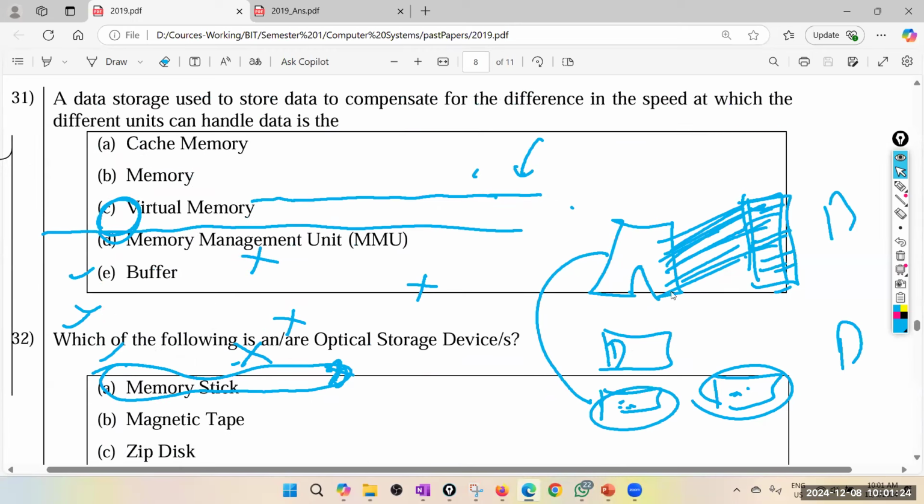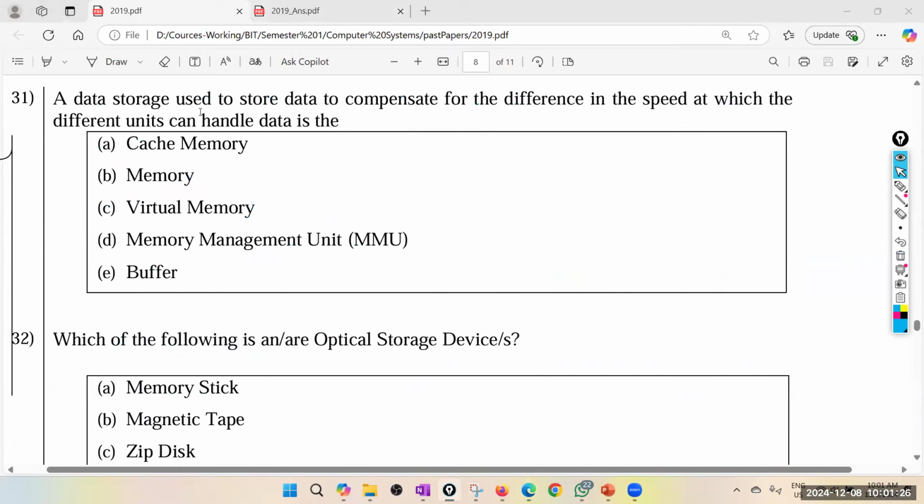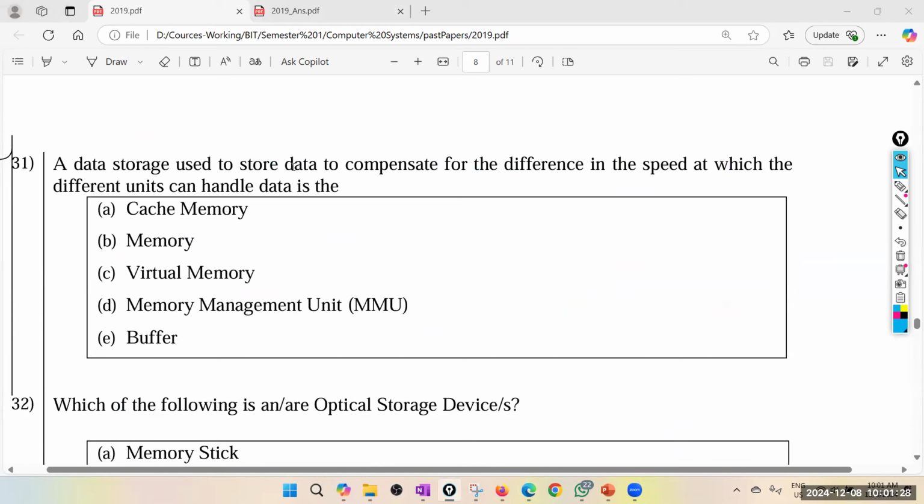Right, so 31, it's directly related to what we discussed today. Data storage used to store data to compensate for difference in speed at which the different units can handle data, is that. I already mentioned this in the morning session. How do you call this? Data storage to store data to compensate for difference in speed at which the different units can handle data.